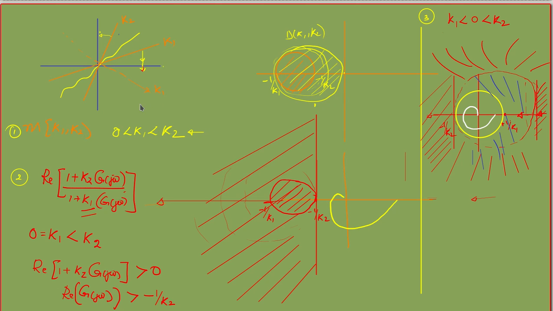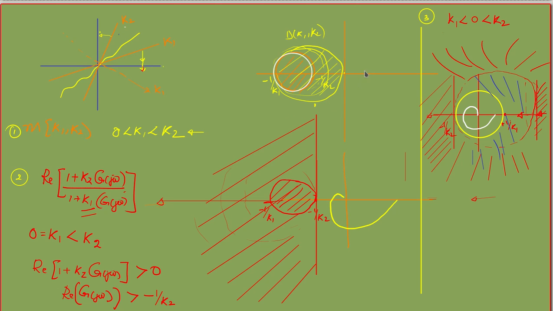Here the first condition says that if the nonlinearity lies within the K1 and K2 sectors, and K1 is positive and K2 is positive, then we have a disk here, this K1–K2 disk, and the G(jω) should not cross this line.